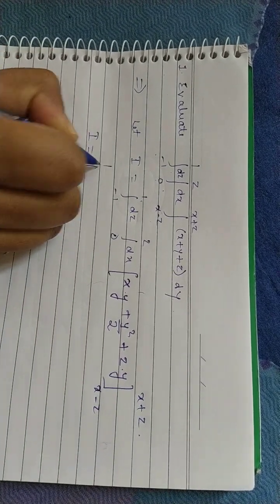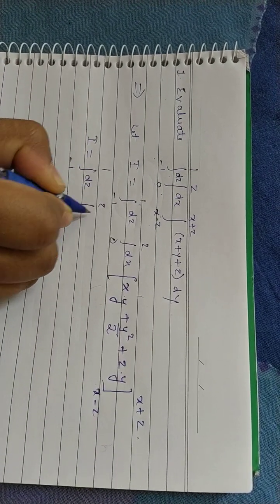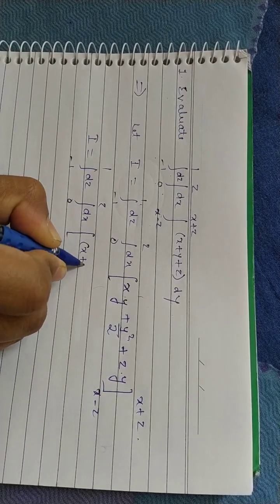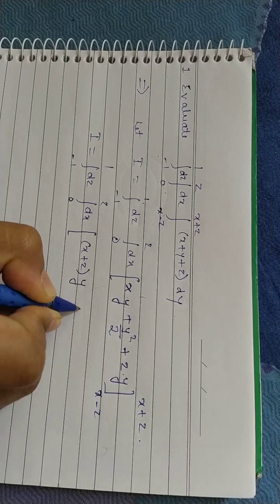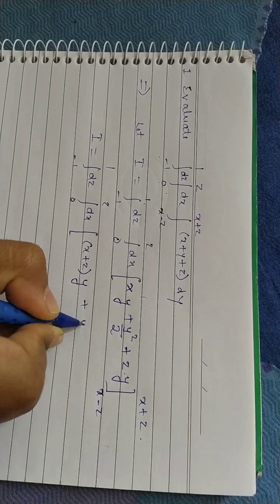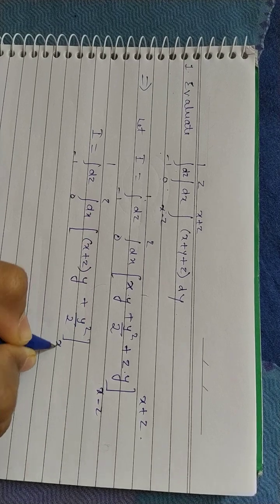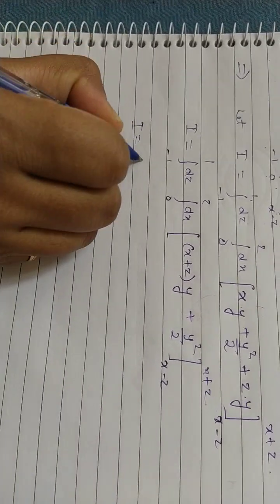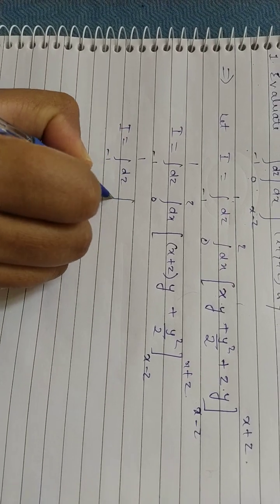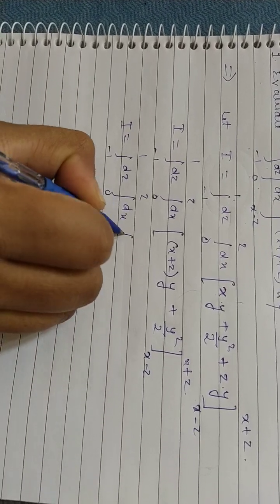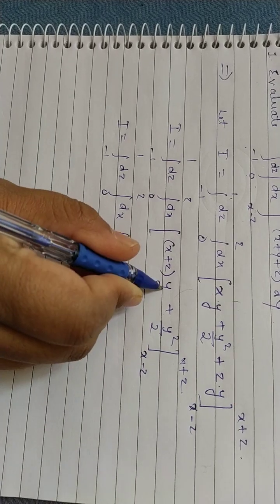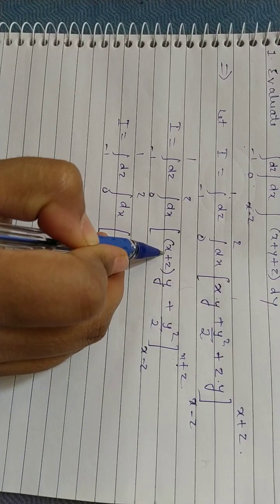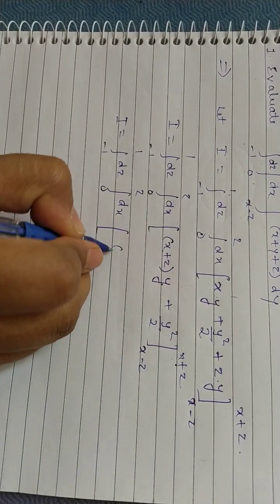Okay, now substitute the limits. Here you can take y common, so this is (x plus z) into y plus y square by 2, with limits x minus z to x plus z. Now this is as it is: integral from -1 to 1 dz, 0 to z dx. Substitute the limit. Upper limit is x plus z, substituted in place of y. So this is x plus z as it is, and this x plus z.